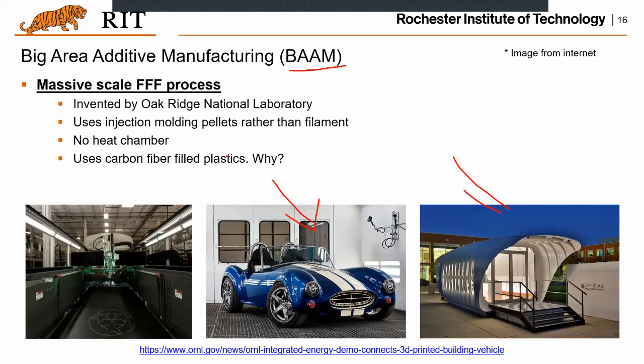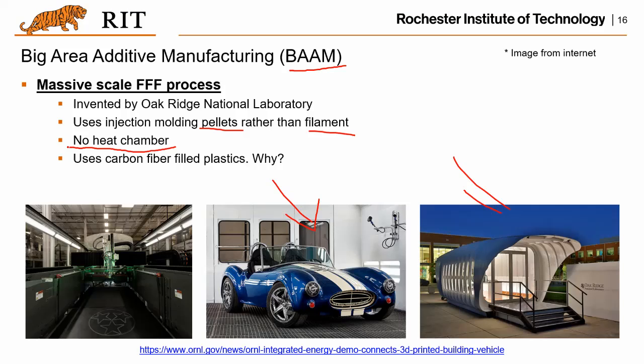Also, it usually utilizes pellets, the plastic pellets, rather than the filament, right? Because it has a large area for the prints. There are no heat chambers. But the thing is, we just learned how big an effect the shrinkage will have on large prints, right? It basically dominates the accuracy of the prints. Also, it could cause curl and such problems.